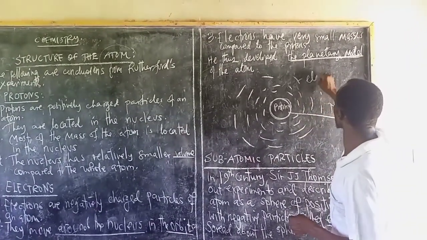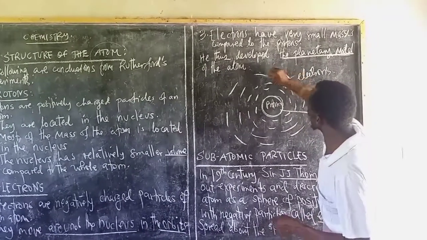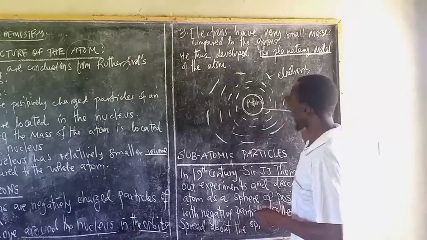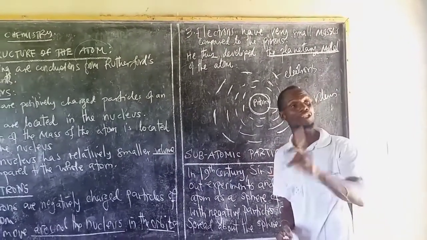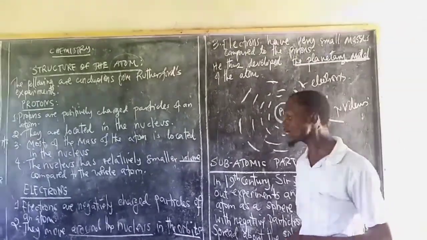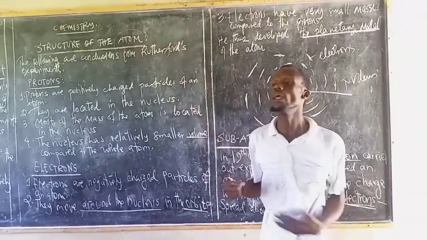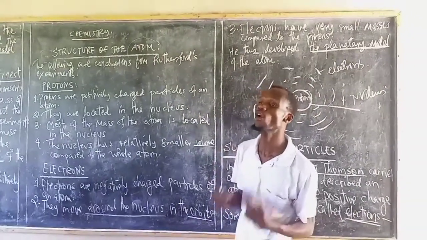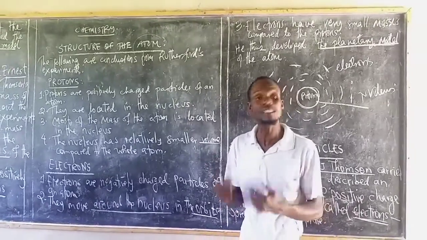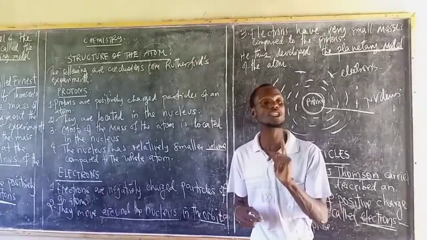And these are electrons. So outside the nucleus, we have these electrons that are moving around. And they do not move randomly. They move in a specific way called orbitals. And these orbitals, in scientific language, we call them shells or energy levels.